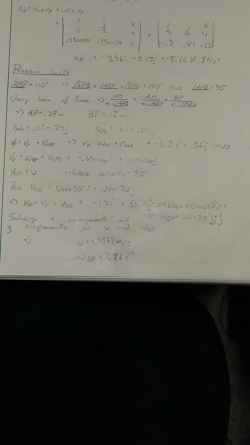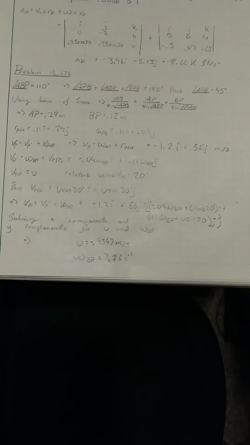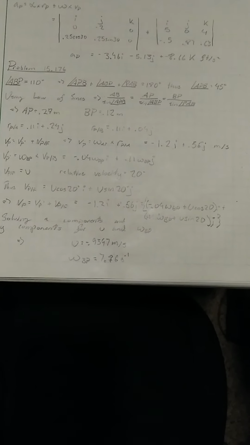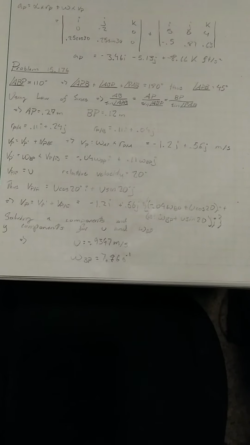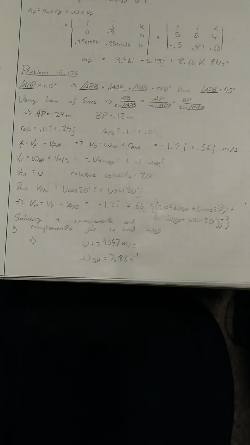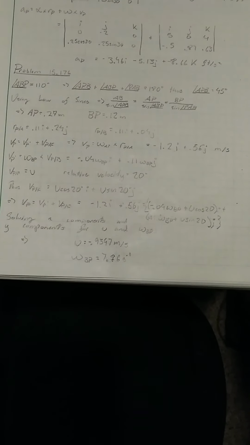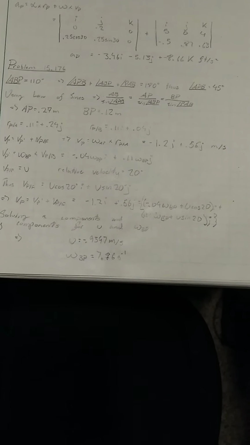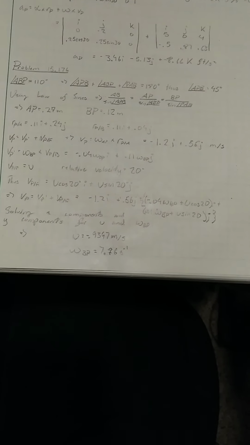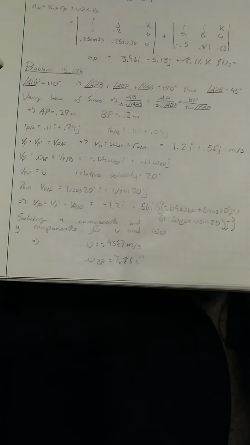And then we go along to use our equation v sub P over F equals u cosine 20i plus u sine 20j, because our relative velocity is at an angle of 20 degrees. And then we can use our equation v sub P equals v sub P prime plus v sub P over F. Plug in our values there and solve for it, and that's going to give us an i and j equation, which we take the x and y components and solve for u and omega sub BP and get those values there. Move on to the rest of the problem.